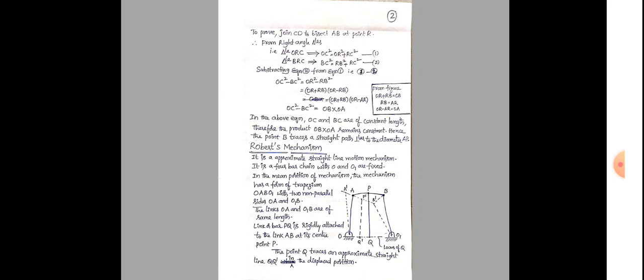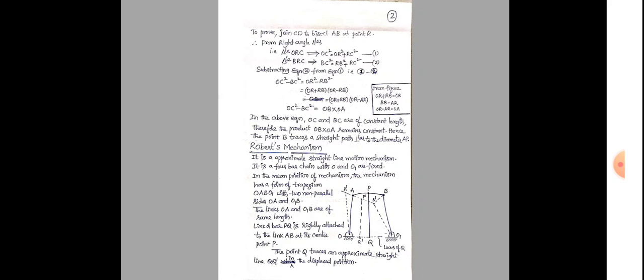So what are the two things you must remember? The Peaucellier mechanism is an exact straight line motion mechanism, and the purpose it is used for is to generate an exact straight line motion. So whenever you need a straight line motion mechanism, one can adopt a Peaucellier mechanism.